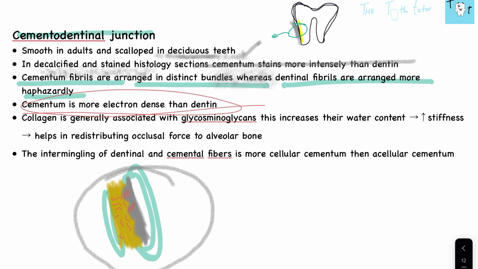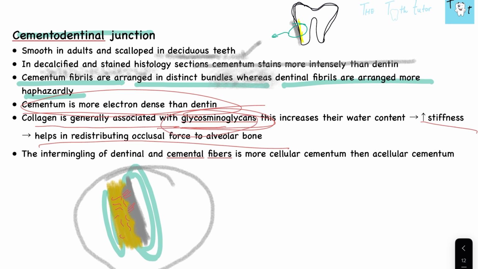Cementum is more electron dense than dentine. Collagen is generally associated with glycosaminoglycans. This increases their water content and increases stiffness, which helps in redistributing occlusal force. So this is just talking about the mechanical feature that this junction contains glycosaminoglycans.